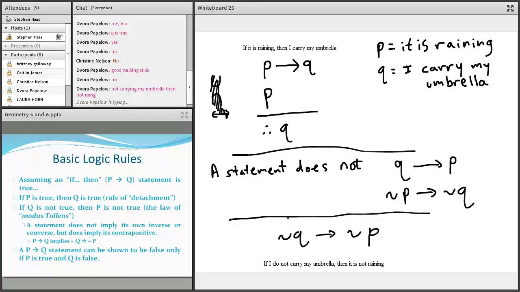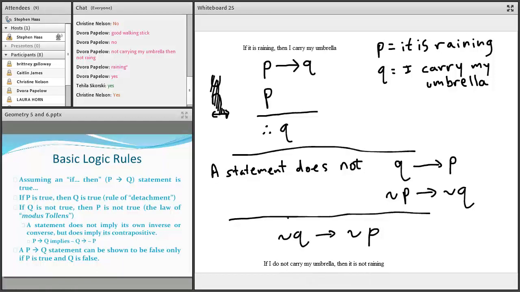Is that statement true? Assuming that first statement up there is true, if it's raining, then I carry my umbrella, is it also true if I do not carry my umbrella, then it's not raining? The answer to that is yes. It has to be true by definition. Because if it's true that if it's raining, then I carry my umbrella, well, if I don't have my umbrella, then it cannot be raining by definition.